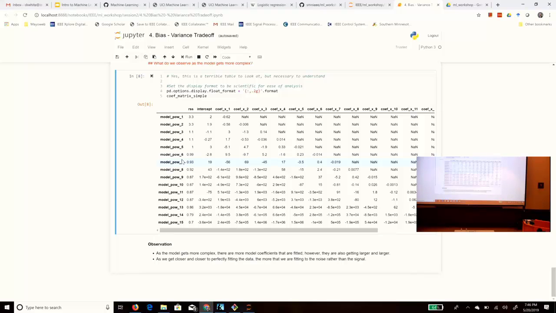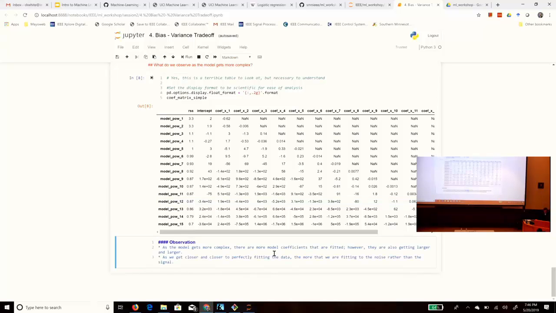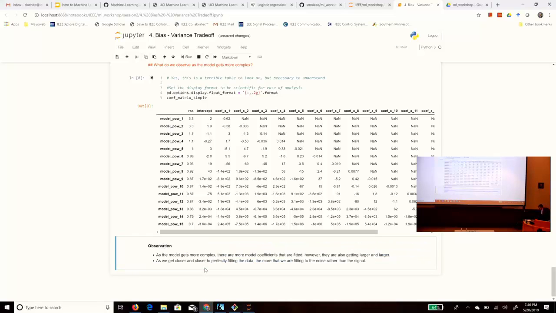So I'm getting a lot of variables, and we don't like complex models, we just talked about that, and they're becoming really big values. If you look at any one of them, it's actually quite unstable. So we don't like that. As the model gets more complex, there are more model coefficients that are fitted, and they're getting larger. Also, as we get closer to perfectly fitting the data, we are now fitting the noise rather than the signal. So all the things we just talked about.